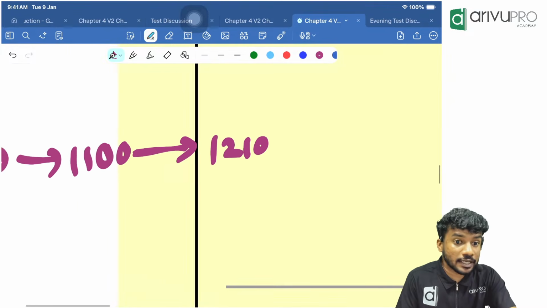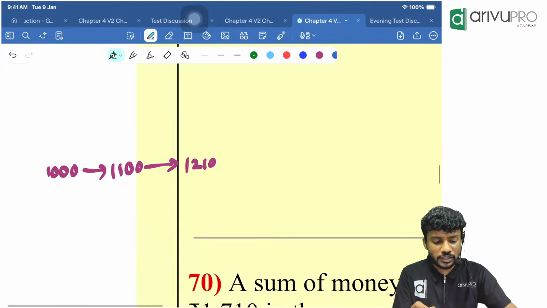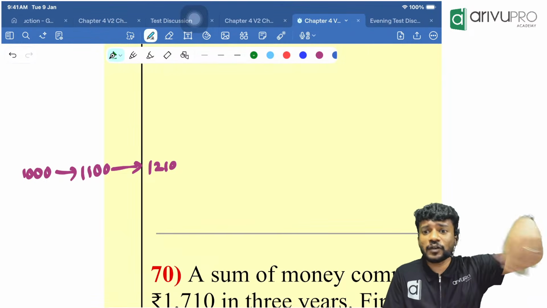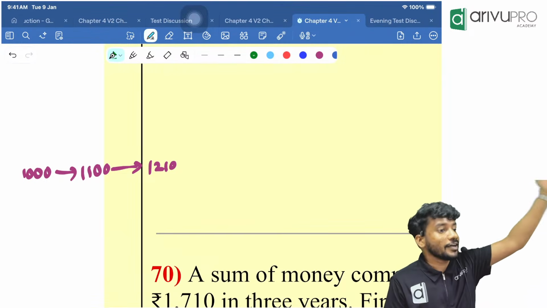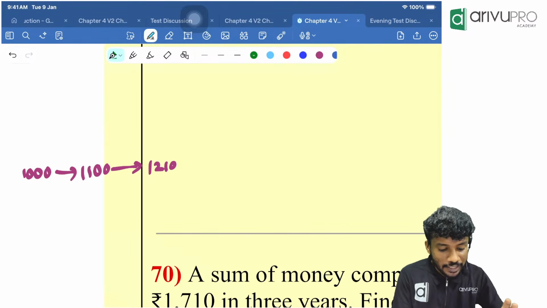Likewise, it will change, right? Whenever compounding happens, whatever amount we get each year turns into the principal for the next year. That's what is happening over here in terms of compound interest.